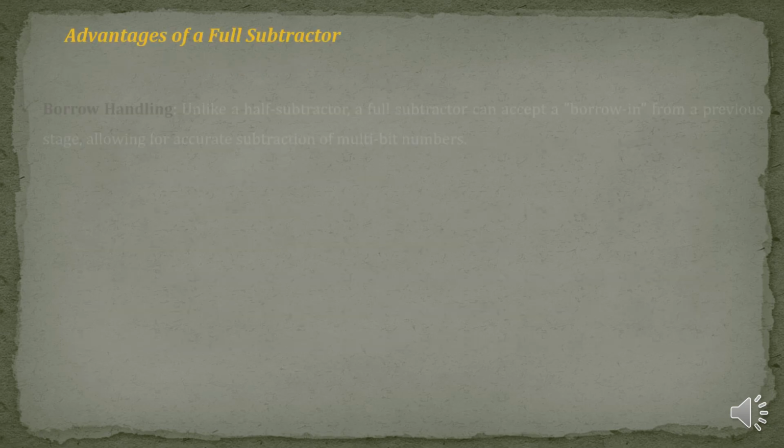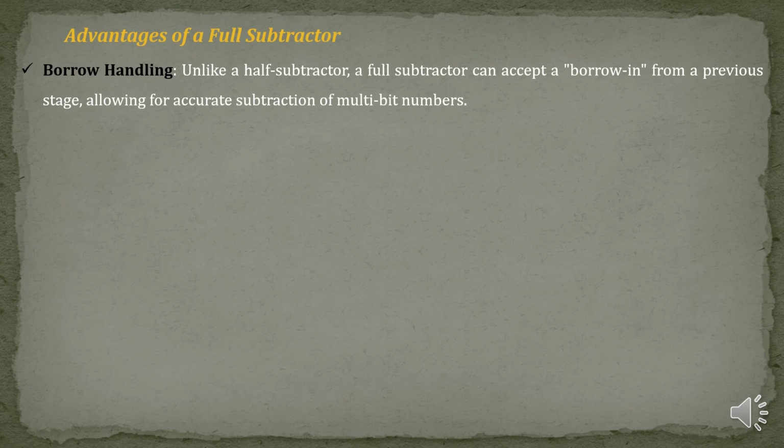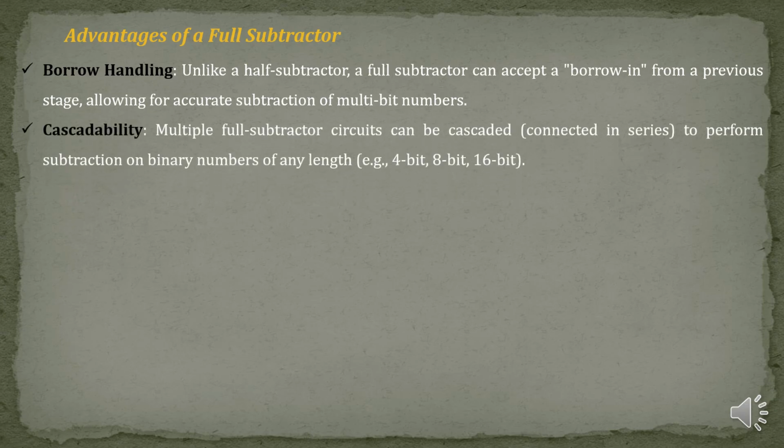Advantages of full subtractor. Borrow handling is the first example. Unlike a half subtractor, a full subtractor can accept a borrow in from the previous stage, allowing accurate subtraction of multi-bit numbers. Cascadability. Multiple full subtractor circuits can be cascaded to perform subtraction on binary numbers of any length. For example, we can construct a 4-bit, 8-bit and 16-bit subtractor.